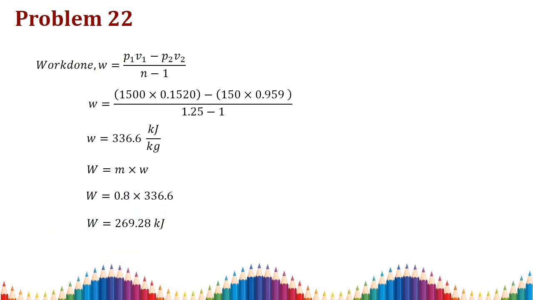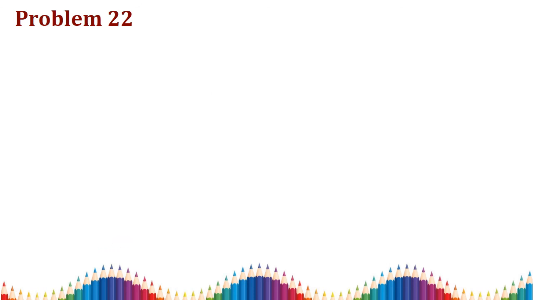As we all know, the polytropic work done will be W is equal to P1 V1 minus P2 V2 divided by n minus 1. Substitute all those values here, with the pressure in terms of kilopascal, to get the work done per unit mass as 336.6 kilojoule per kilogram. But mass is given in the problem, so you multiply with mass, and you get the total or net work done as 269.28 kilojoule.